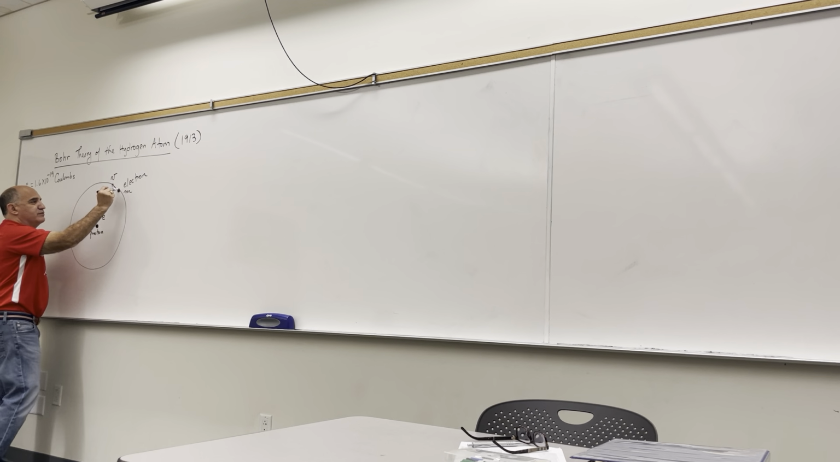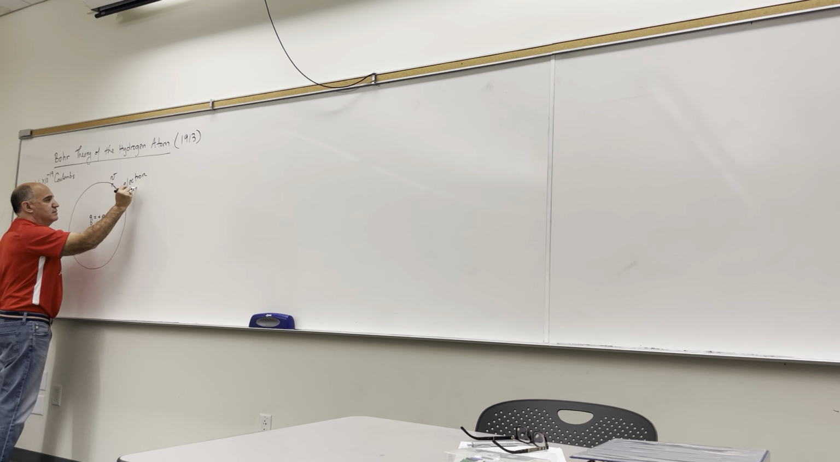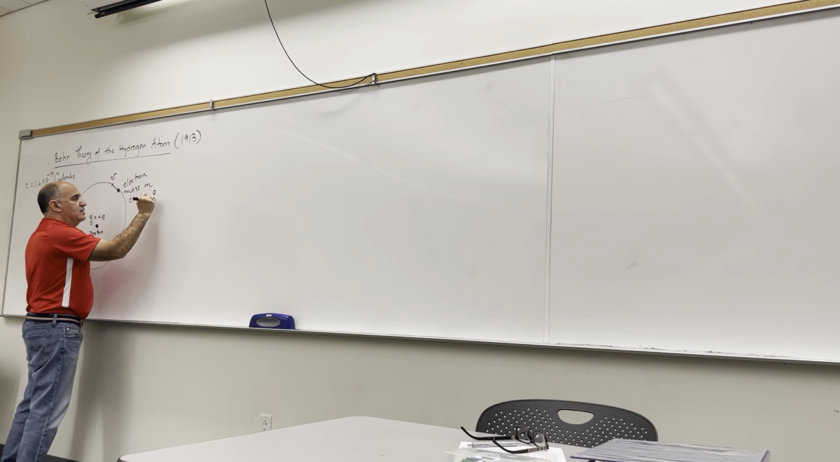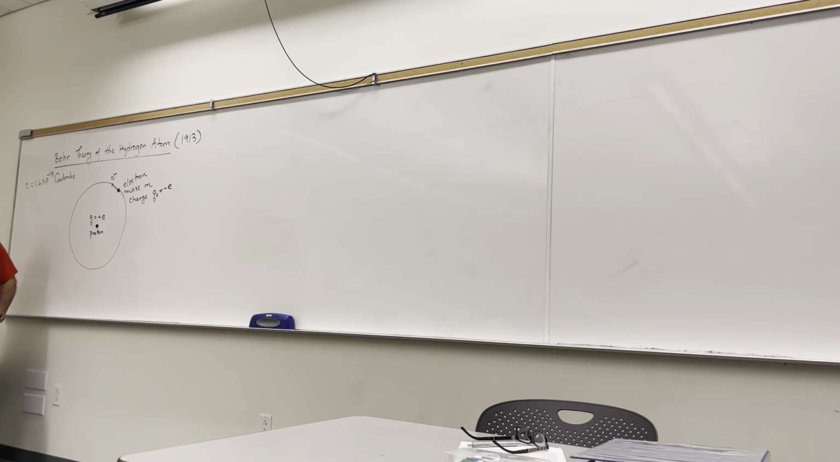Right? And the charge of this particle, the mass is m, and the charge of the electron is, I'm going to call it Q2, which is minus 1.6 times 10 to the minus 19 coulombs. I'm going to use E to represent the magnitude of the electron charge, or the magnitude of the proton charge.